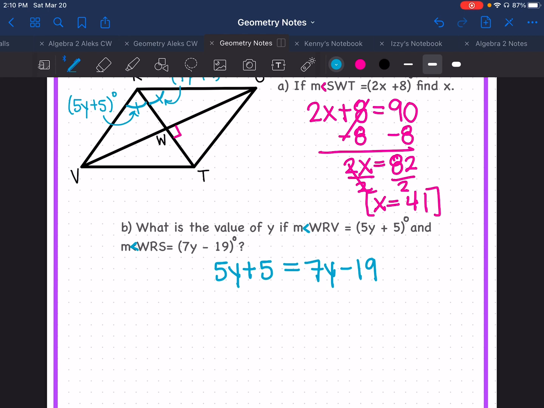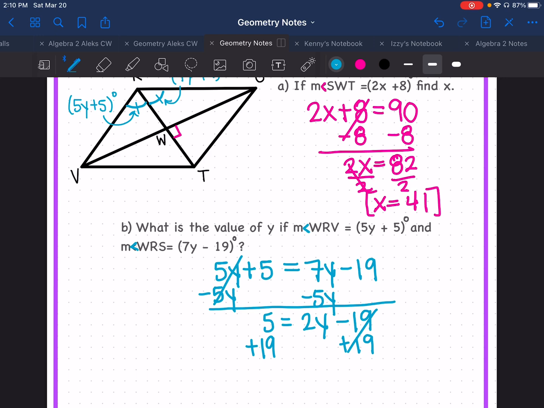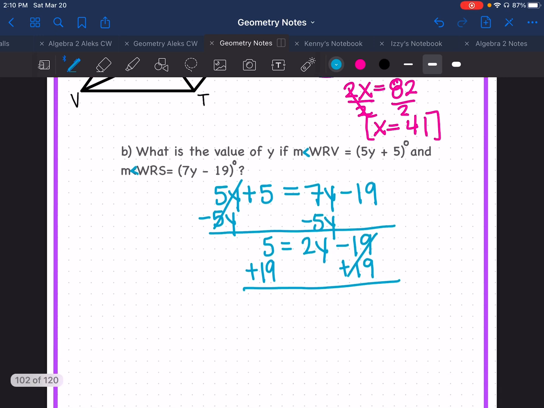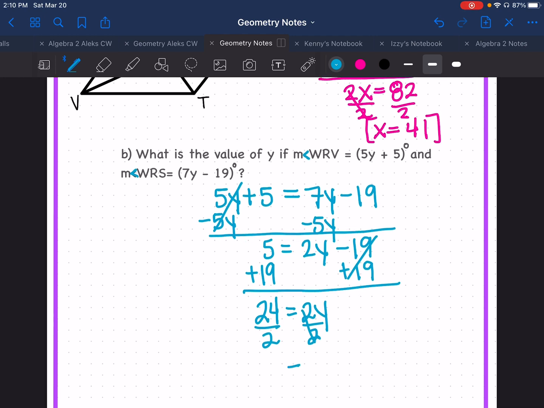I'm going to subtract the 5y because all I have left to do is solve this equation. That gives 2y minus 19. Now I'm going to add the 19 to the other side. 5 plus 19 gives me 24. Divide by 2. Y equals 12. Now I could go back and plug it in, and they could ask you to do that on your ALEX assignment as well.